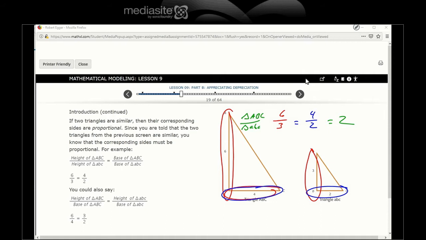We can also look at the ratio of the respective sides across a triangle. Does 6 over 4 equal 3 over 2? Yeah, because 6 over 4 would reduce to 3 over 2. So they're also the same proportions. Although I'll be honest with you, personally, I lean towards comparing corresponding sides across triangles.